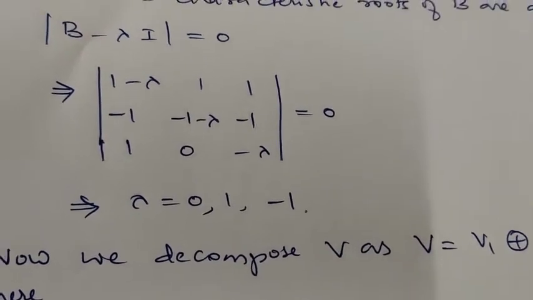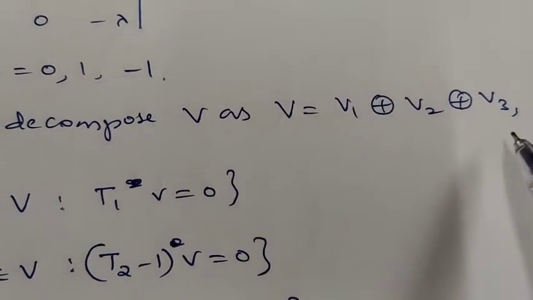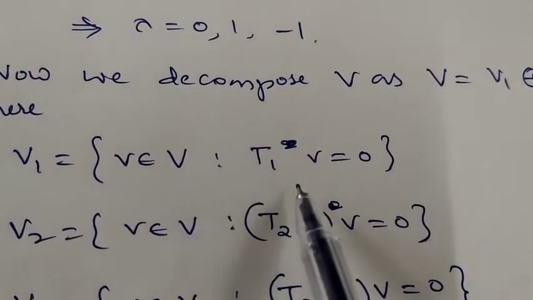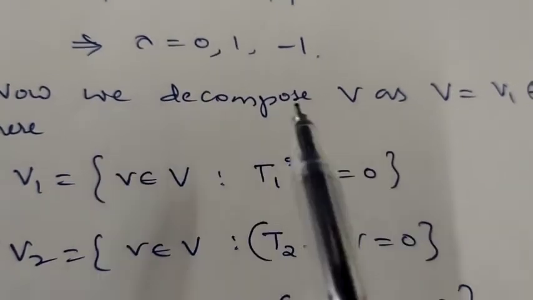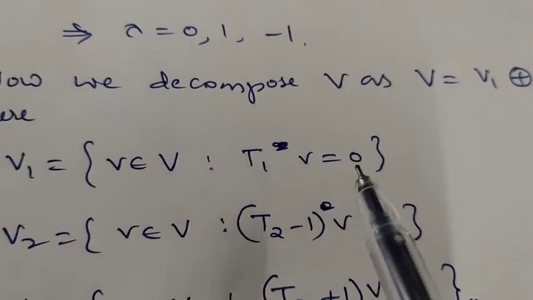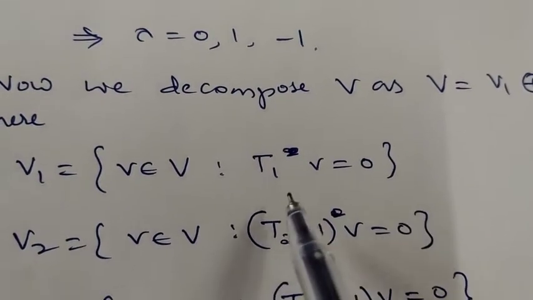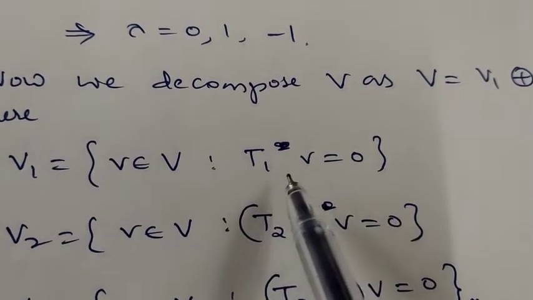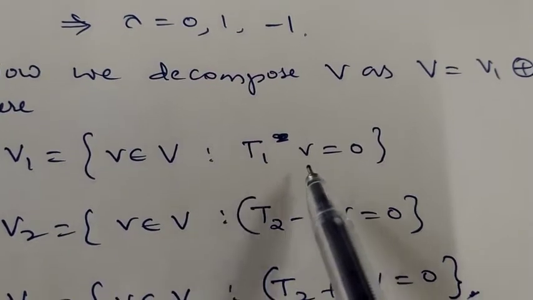Now we decompose V as the direct sum of V1, V2, V3, where V1 is the set of all v belonging to V such that T1 of v is 0. For the eigenvalue 0, this is (T minus lambda I) to the power of Li applied to v is 0, which is the standard form we studied in the theorem. Here T minus 0 applied to v is equal to 0, which means T on V1 gives T1. Directly I have written T1, so T1 of v is 0.